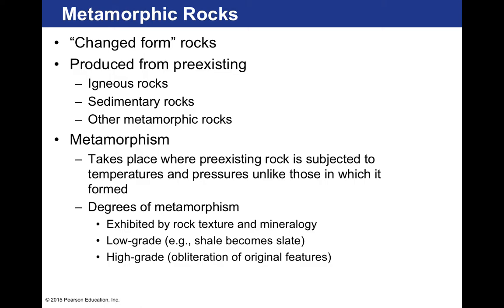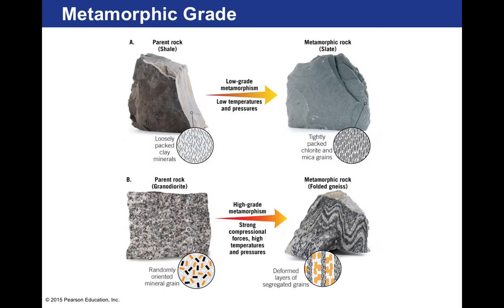Okay, now there are different degrees of metamorphism, and the next few slides are going to go into excruciating detail on the different degrees. Just essentially know that there's low grade and high grade. This is just a picture of those two types. So by low grade metamorphism, we mean at low temperature and low pressures. High grade would be strong compressional forces creating high temperatures and pressures.